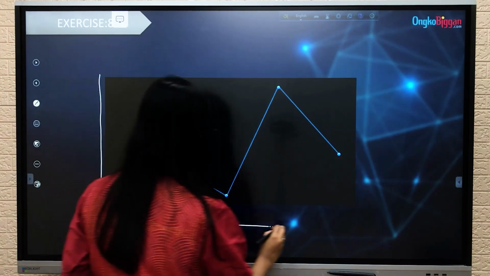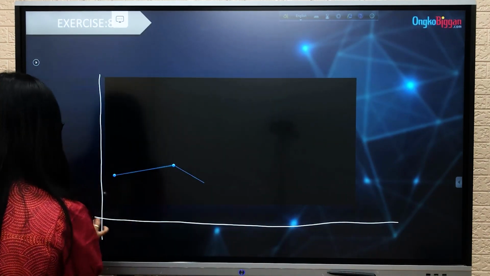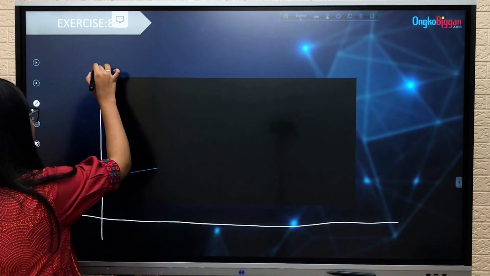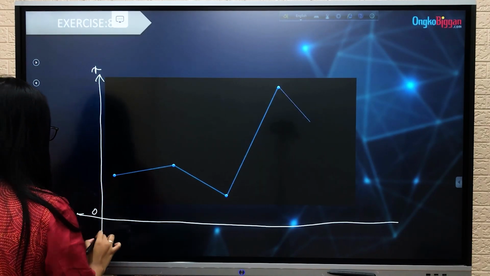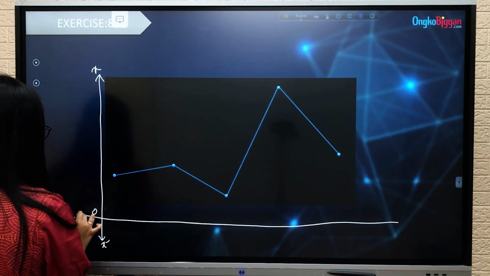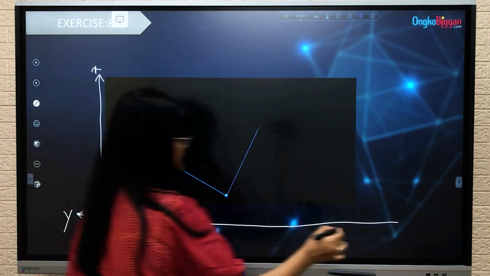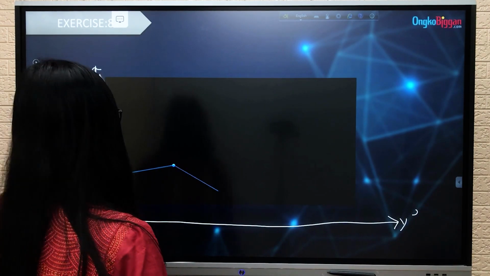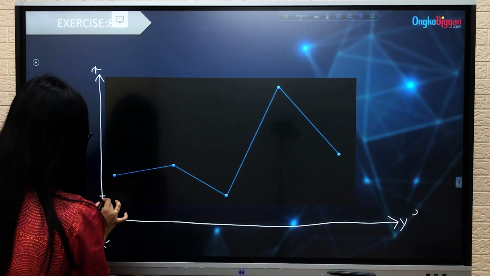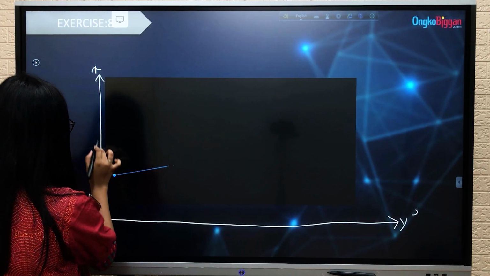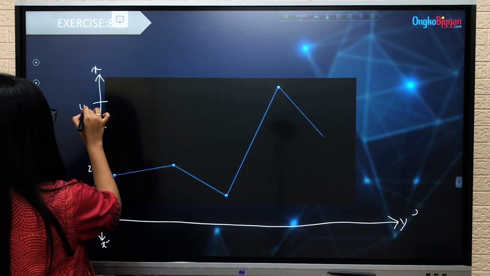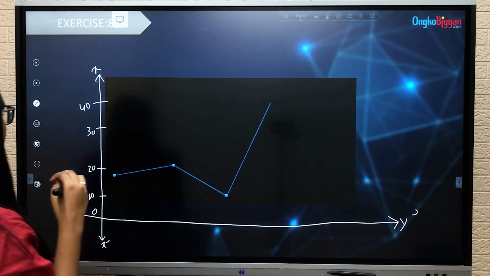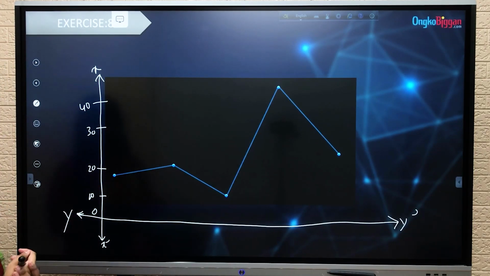In your graph paper you will see 2 axes like this. This is termed as x-axis, I am naming it as x, and this will be our y-axis. Then there will be some values like 10, 20, 30, depending on the value of numbers we actually get in our question paper, we will draw as it is.